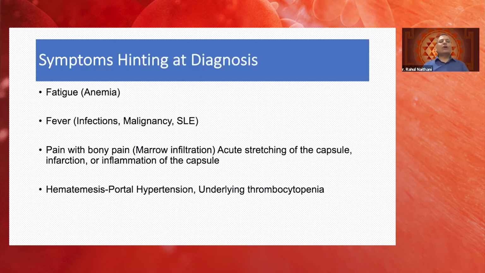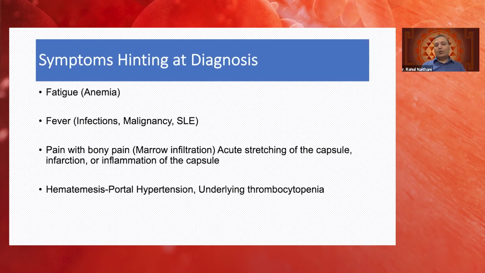Now, can symptoms point toward a diagnosis? Yes. If somebody is also complaining of fatigue, this patient may have a low hemoglobin. If somebody is coming with fever along with splenomegaly, again, splenomegaly with anemia can have a different set of differentials, and fever with splenomegaly can have a different set of differentials. Here we are looking at infections, malignancies, SLE, or other similar autoimmune disorders. Patients with bony pain: bony pain is a very important marker of marrow infiltration, and this could be because of leukemia. Similarly, there may be infiltration and stretching of the splenic capsule, which could cause a splenic infarct.